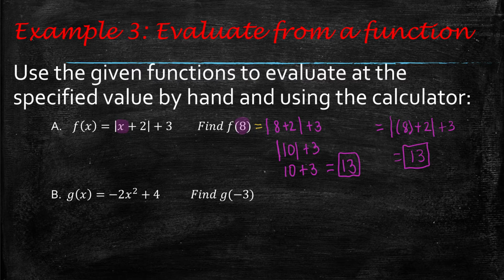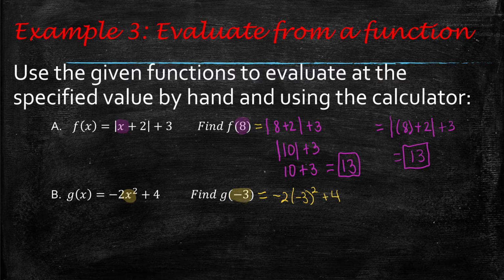All right, last one. g of x is equal to negative 2x squared plus 4, and we're going to find g of negative 3. So we're going to take that negative 3 value and plug it in for x right here. When we do this by hand, we're going to have the negative 2, then parentheses with negative 3, which is what we're plugging in for x, squared, and then plus 4.